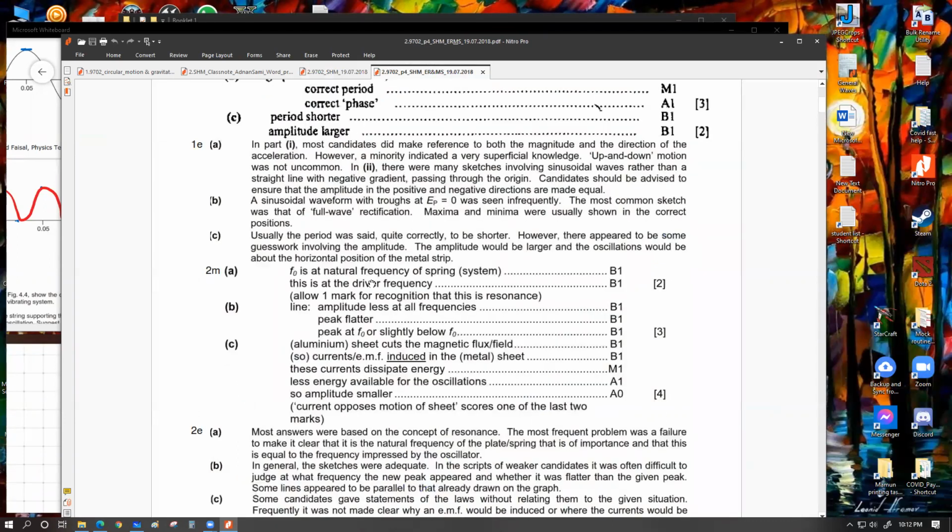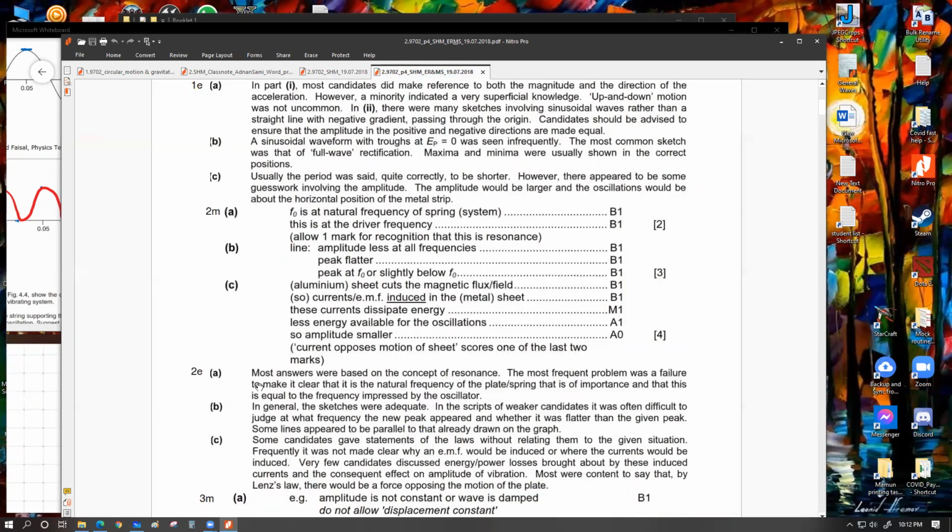They didn't use the term resonance over here, so we're going to have a look at the examiner's report as well, on why they did not mention resonance. Have a look. Most answers were based on the concept of resonance. The most frequent problem was a failure to make it clear that this is the natural frequency of the plate or spring that is of importance, and that this is equal to the frequency impressed by the oscillator. So both of this information should be seen.